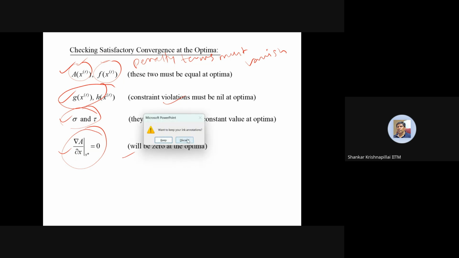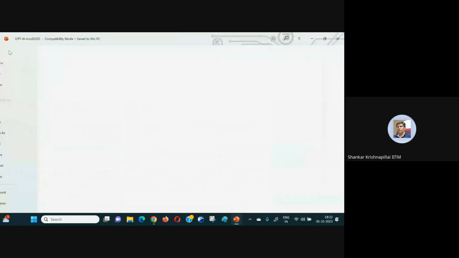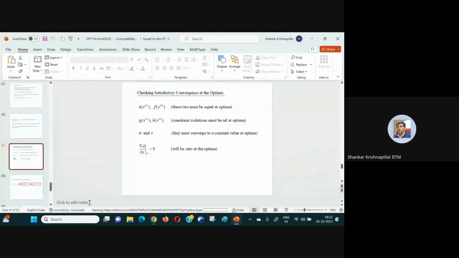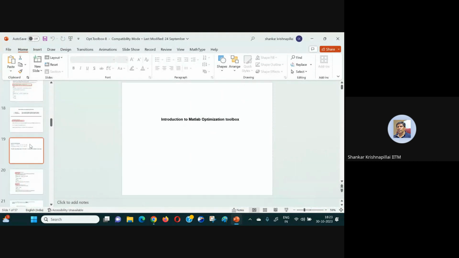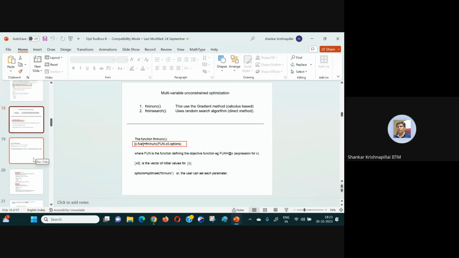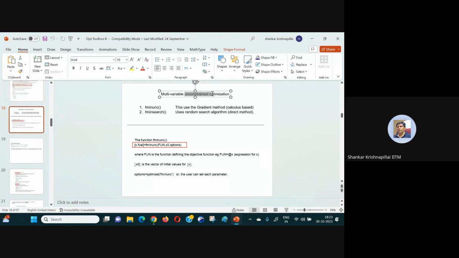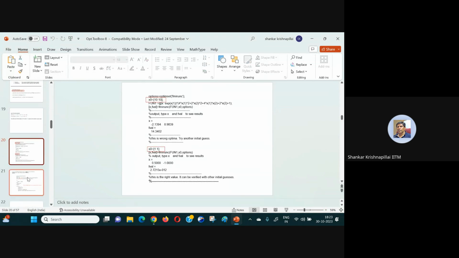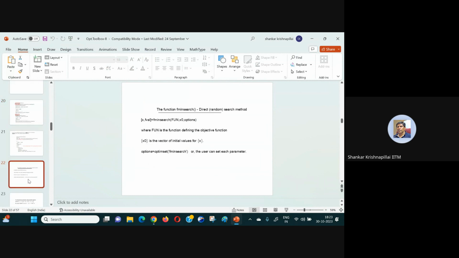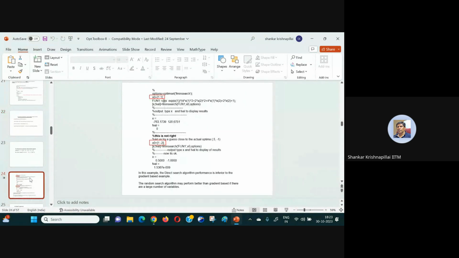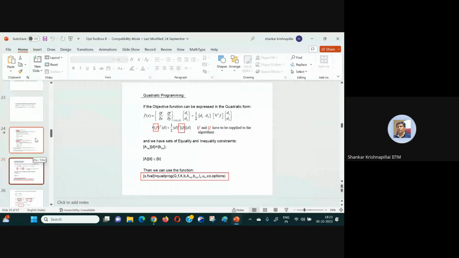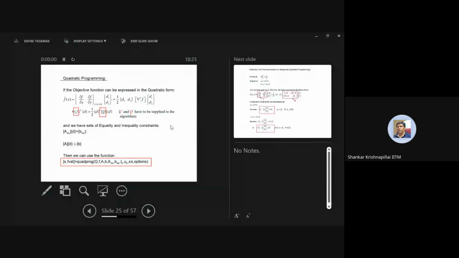So next we look at the MATLAB toolbox. We did only unconstrained problems. We only looked at unconstrained optimization. So now we look at constrained optimization before we do the next assignment. Okay, so we start with quadratic programming, how it is done in MATLAB.